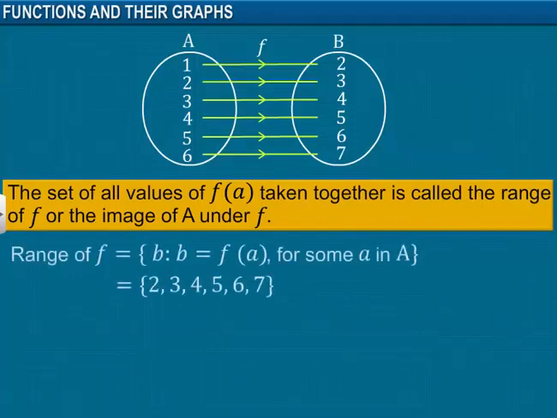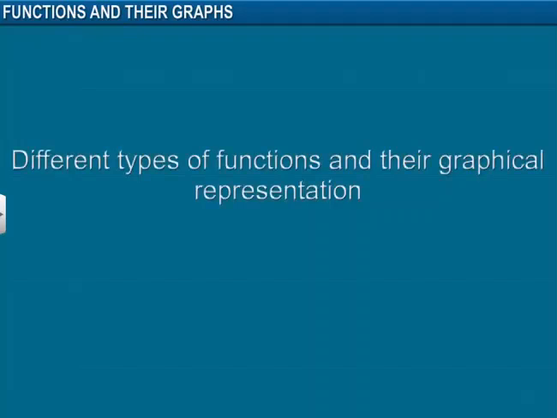Symbolically, the range of f is the set of all b such that b is equal to f of a for some a in A. In this case, the range of f is equal to the codomain of f. Let's now discuss different types of functions and their graphical representation.